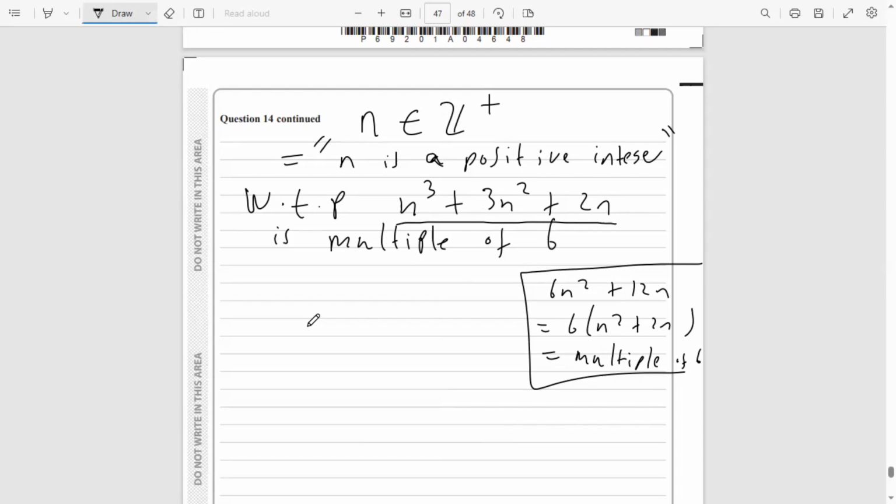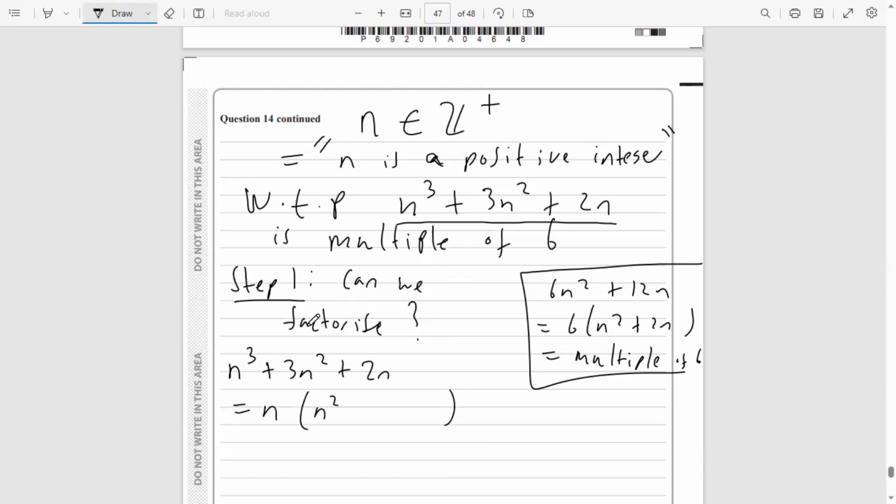With these kinds of questions where we can't see an obvious way to start, the recommendation I have is to try and factorize first. So step 1, can we factorize? Hopefully you'll notice that yes, we can. We can factorize out an n from all three terms of n cubed plus 3n squared plus 2n, and we get n times n squared plus 3n plus 2.